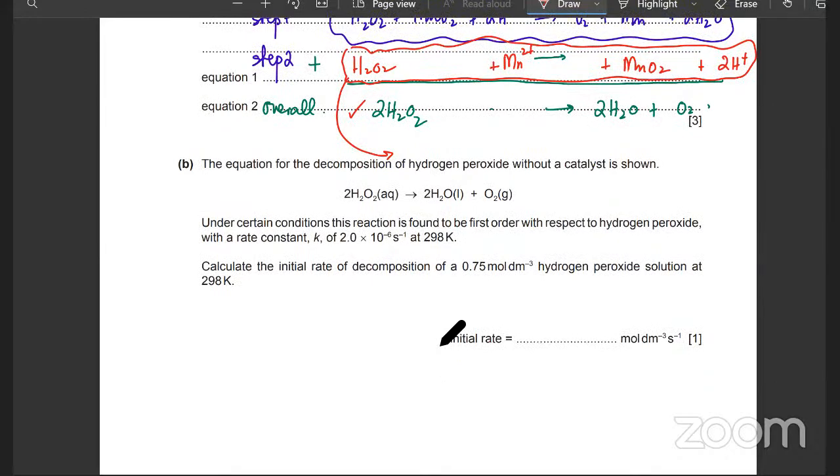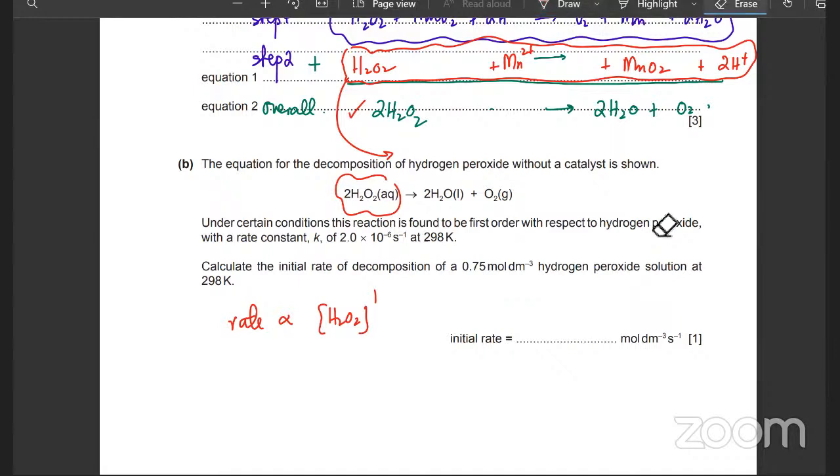So now the next one is: the equation for the decomposition of hydrogen peroxide without a catalyst is shown. Under certain conditions, the reaction is found to be first order with respect to H2O2, with the rate constant K given, and calculate the initial rate of decomposition. So there's only one reactant. Remember, rate of reaction depends on the concentration of the reactant, which in this case is H2O2. And he already told us that it's order 1.